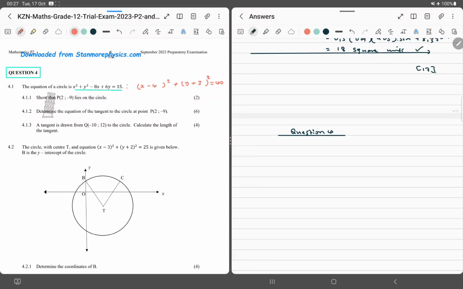That gives us 40. So this one should be second nature, guys. Completing the square is not being tested here, it's being applied. So even if you didn't show it, this is critical. So please don't beat around the bush when it comes to this. This thing is tiring.